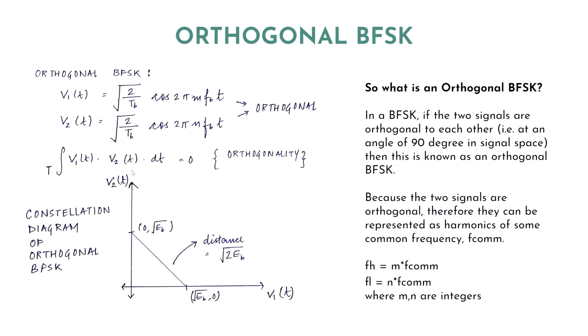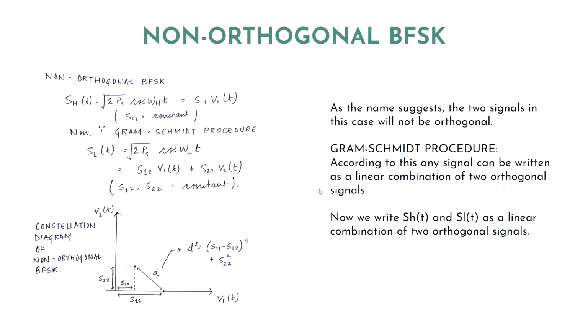So now we proceed to the constellation diagram of the orthogonal BFSK. What we see here is V2(t) along the y-axis and V1(t) along this axis, and the first signal is along this axis and the second signal is along this axis, and we have the points here at 0 comma root(Eb) and root(Eb) comma 0, and the distance between these 2 points, these 2 signals, is root(2Eb). So this is the constellation diagram of the orthogonal BFSK.